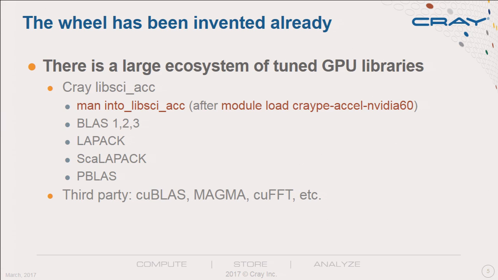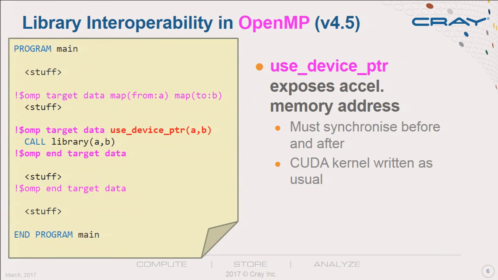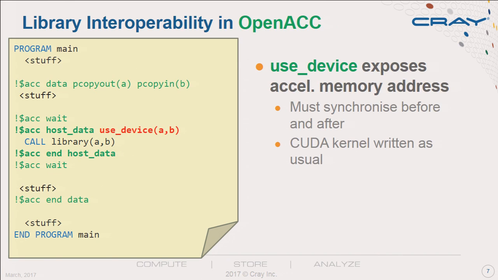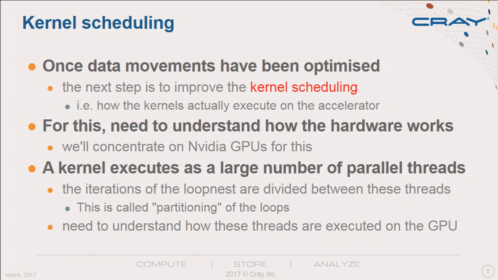But there are also other libraries. I think yesterday in your example was cuBLAS, right? If I remember correctly. Yeah. So cuBLAS, and there's also Magma and cuFFT, and a lot of others. How to use them, we saw yesterday on the slides as a reminder. In OpenMP, you use the use_device_ptr clause in your target region before the library call, and in OpenACC it's similar, you just use the use_device directive.